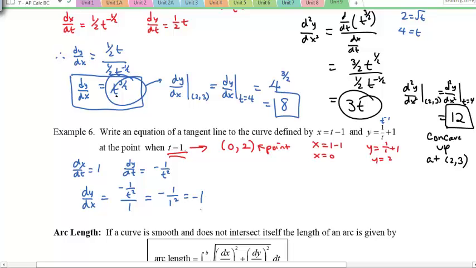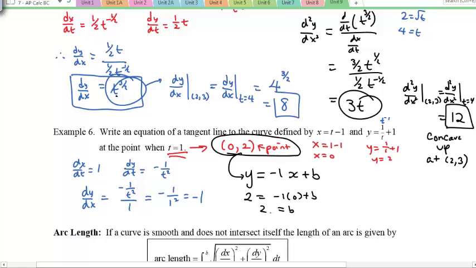Great. So I've got my slope, negative 1x plus b. I've got my point over here, so let's plug it in and solve for b. b equals 2. So my equation is y equals negative 1x plus 2. Did you get that? If you did, I'm grateful because you got it right.